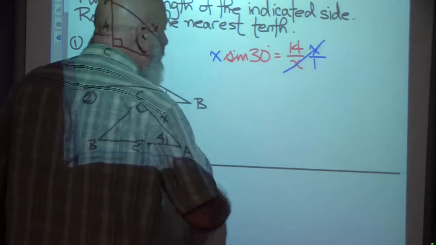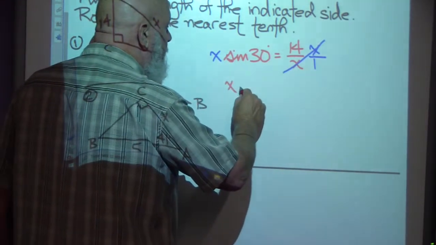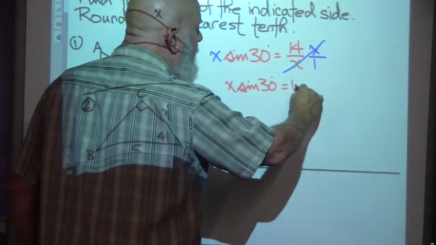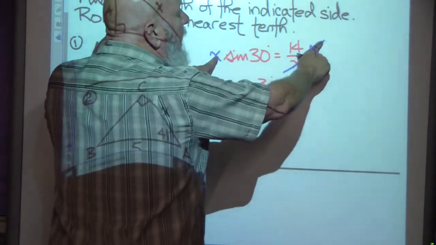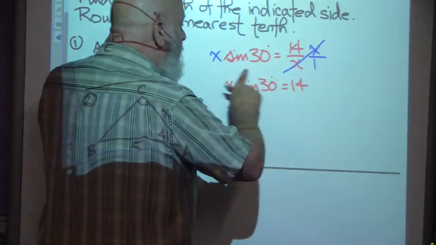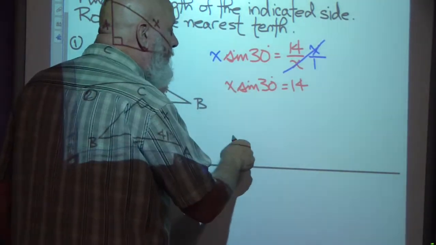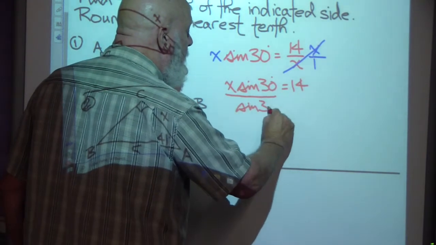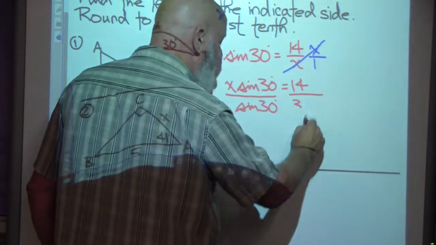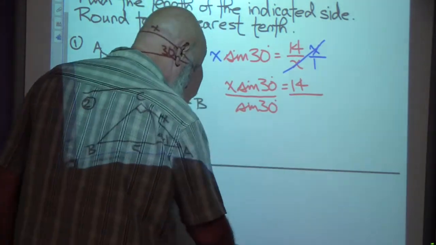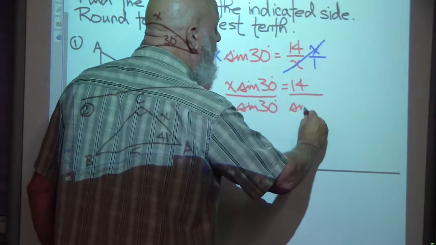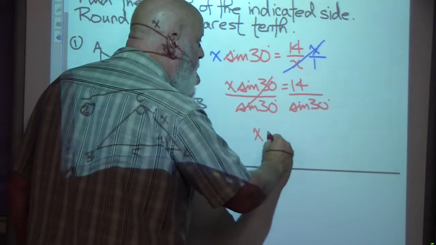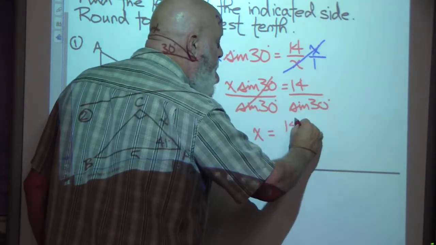And I'm left with x sine 30 on this side of the equation is equal to 14. So I multiplied both sides by the denominator. That canceled out the denominator. The denominator disappeared and it showed up over here. Now I divide both sides by the sine of 30. This cancels, it gives me x equals 14 over sine 30.